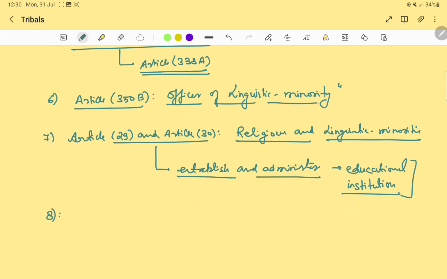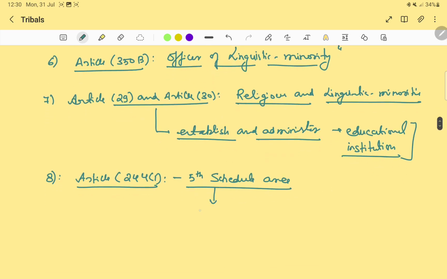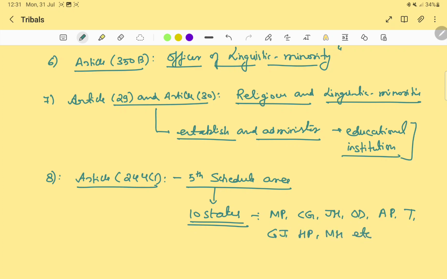Also two very important provisions. One is Article 244(1), which relates to the 5th Schedule areas. The 5th Schedule areas are present in 10 states. Some of them are Madhya Pradesh, Chhattisgarh, Jharkhand, Odisha, Andhra Pradesh, Telangana, Gujarat, Himachal Pradesh, Maharashtra, etc. I think I have already written 9.